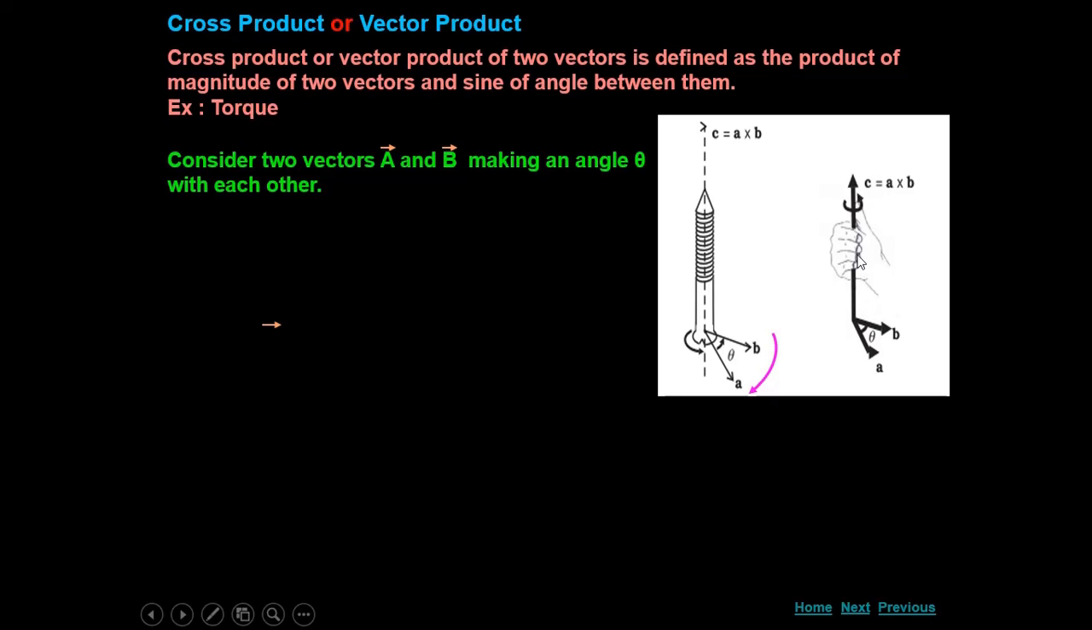Along the Z axis the cross product of A and B is acting. So the C vector is nothing but the cross product of A and B vectors. So it is along the axis which is perpendicular to the plane in which the A and B vectors are present.